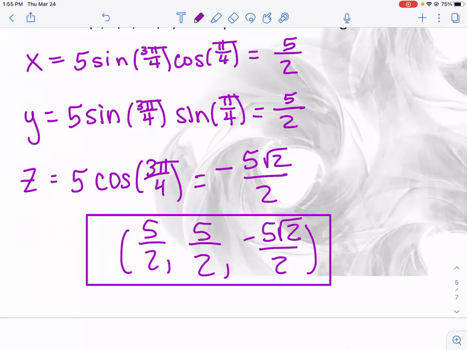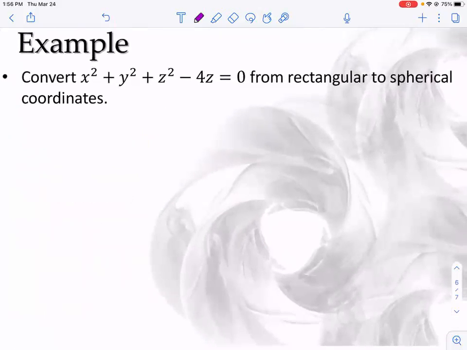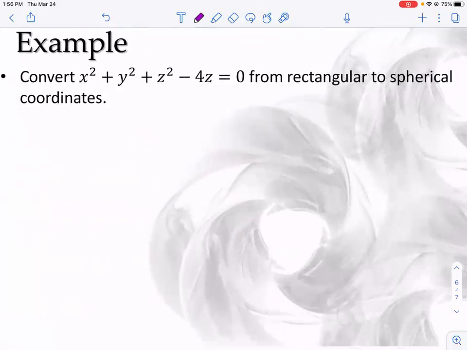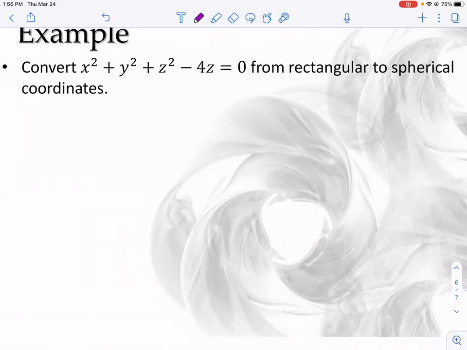Now we are going to do 3 problems where we take an equation and convert it. Okay. Tired? Okay. I'll try to keep you awake. I want to convert this from rectangular to spherical.